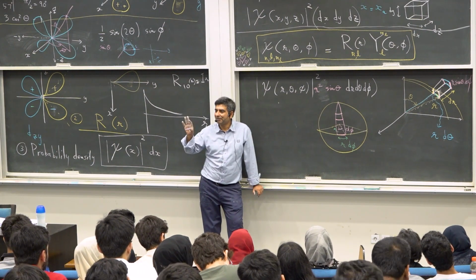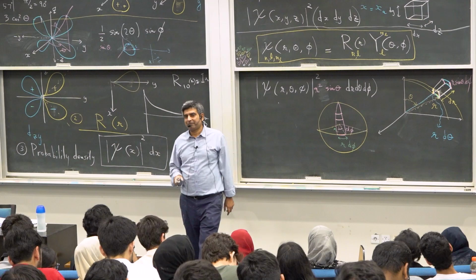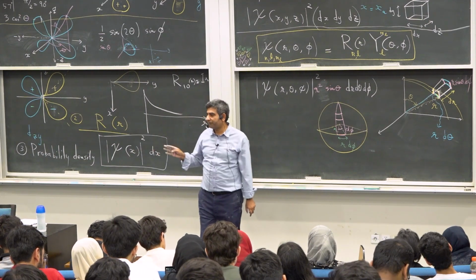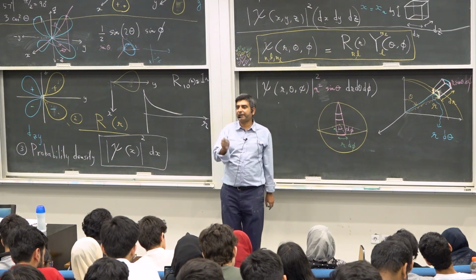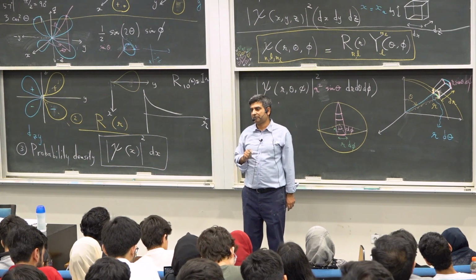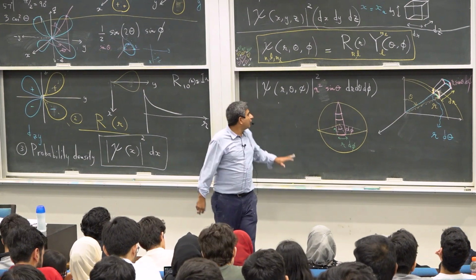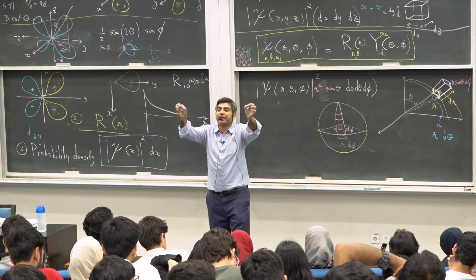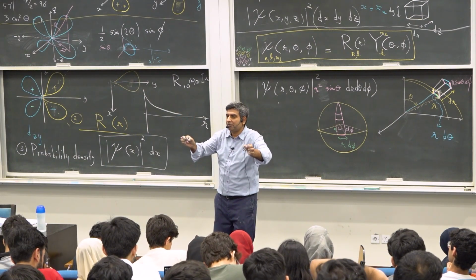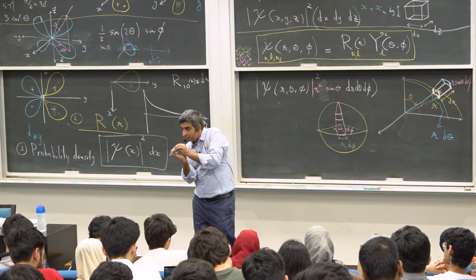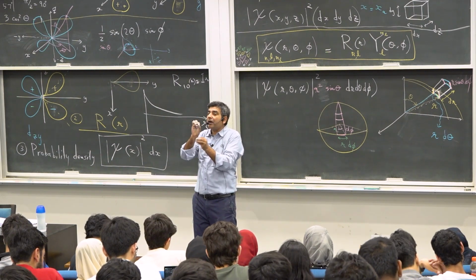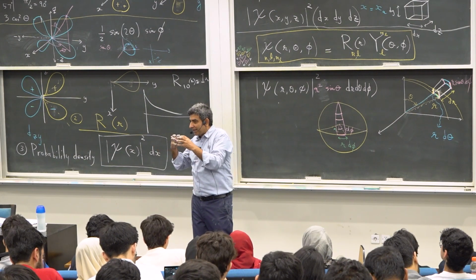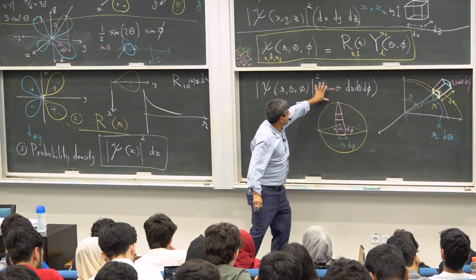Got it? So for 3 dimensions in polar coordinates, my volume element is not dr dθ dφ. It's r squared sine theta dr dθ dφ. Now this is the probability of locating the electron in a small volume located at the positions r, theta and phi, and the volume element is this much.